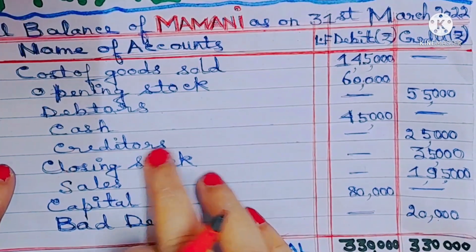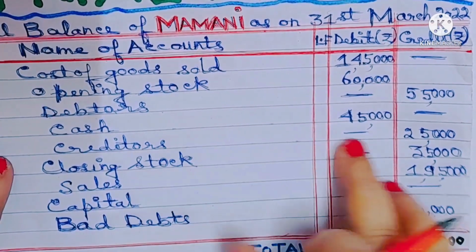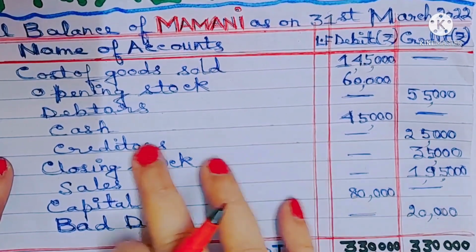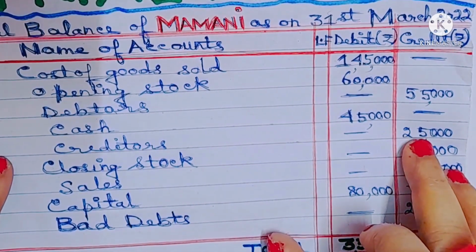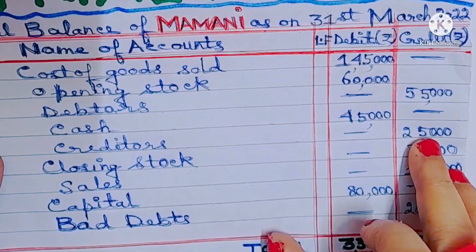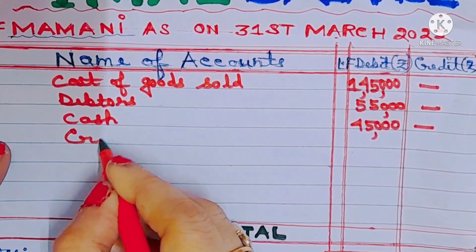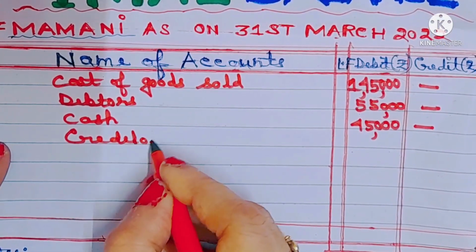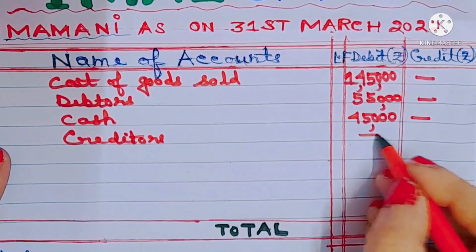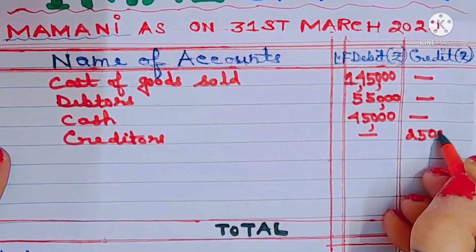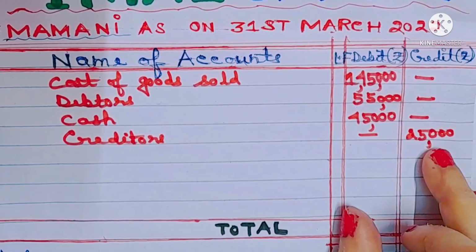The next account is creditors. Creditors 25,000. They have correctly written creditors in the credit column 25,000. So let's write creditors 25,000. Creditors has a credit balance and that is the reason we have written creditors in the credit column.